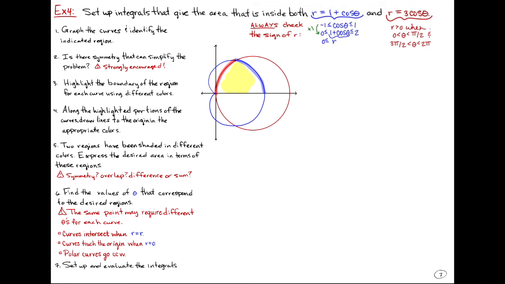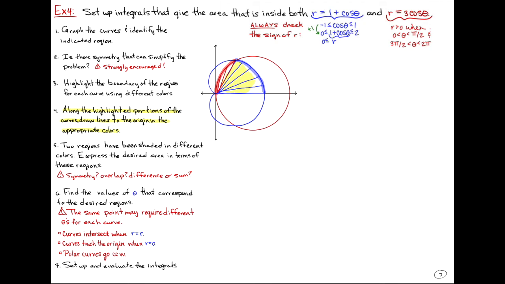This next step is one of the most important and overlooked steps of the whole process. We want to draw lines from the curve to the pole, but only along the highlighted portions of the curve. And we want to do it in corresponding colors. For r equal to 1 plus cosine theta, our curve in blue, I'll start at the intersection point and draw a line from the intersection point to the pole, and then I'll continue to sketch in lines from the pole to our highlighted area. For our circle, r equal to 3 cosine theta, I'll repeat, now using my red pen.